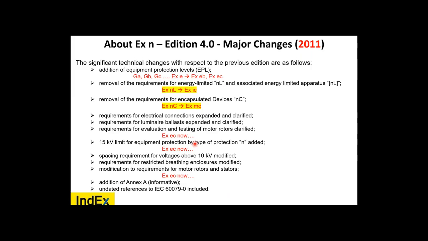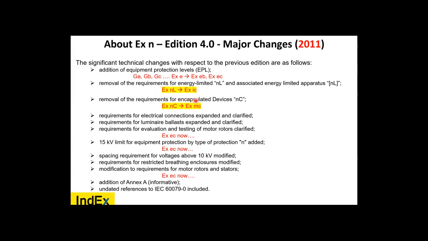So significant changes happened in 2011. They started including EPLs, GA, GB, GC. Just to give you an idea, EXE has now become either EB or EC, so zone 1 or zone 2. This is 2011. They removed EXNL. Energy limited became EXIC.